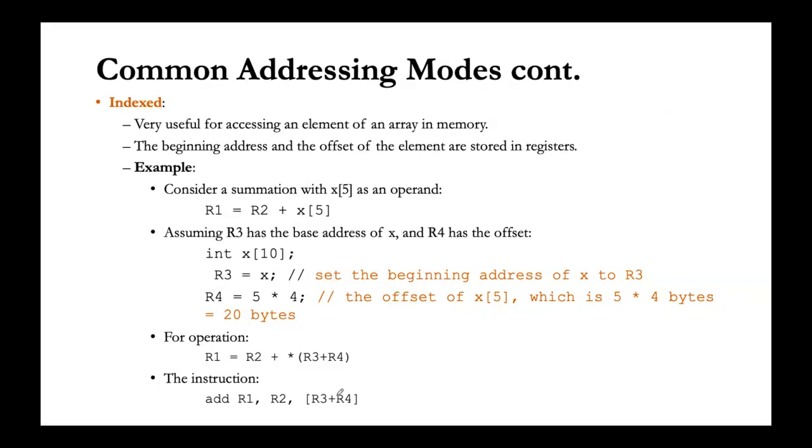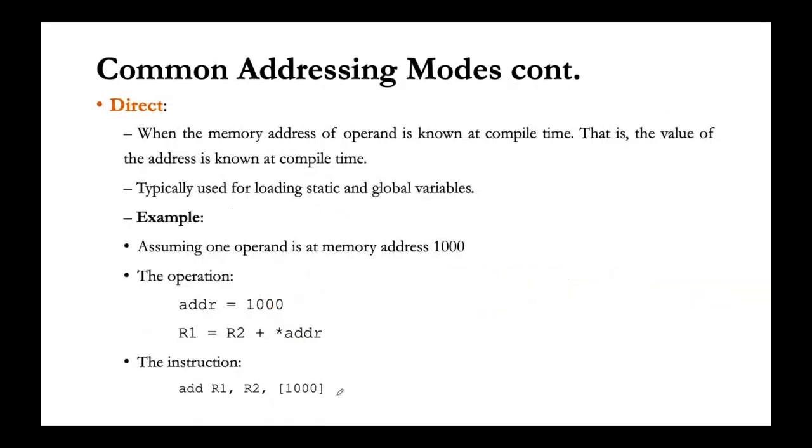Right. So the next one is the direct addressing. In direct addressing mode, instead of supplying the value, it is giving the address of the operand. So when the memory address of an operand is known at compile time, that is, the value of the address is known at compile time.